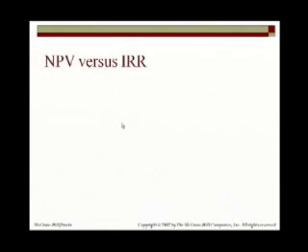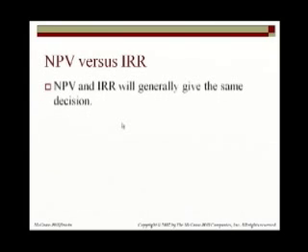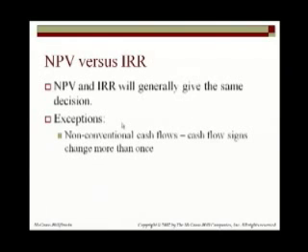Now, net present value versus internal rate of return. Generally, they give the same decision. However, when there's a conflict, net present value is the one you should rely on, not internal rate of return. When don't these two give the same answer? Well, if you have non-conventional cash flows, and that means cash flows where the signs change more than once, so that you have multiple internal rates of return, then they won't necessarily give the same answer.